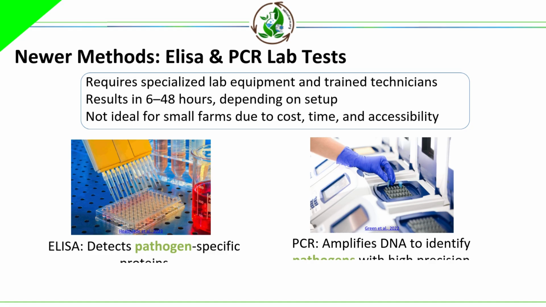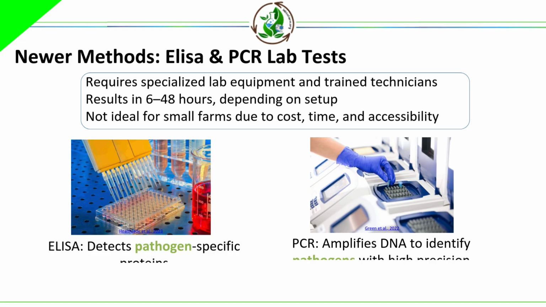ELISA, or enzyme-linked immunosorbent assay, works by using antibodies to detect specific proteins from a pathogen. When the antibody finds its match, the reaction produces a visible color change, so we know that pathogen is present. PCR, or polymerase chain reaction, takes a different approach. It amplifies tiny amounts of pathogen DNA, making it extremely sensitive and accurate, even when the pathogen is present at very low levels. Compared to agar plating, both can deliver lab results much faster, often within 6 to 48 hours.